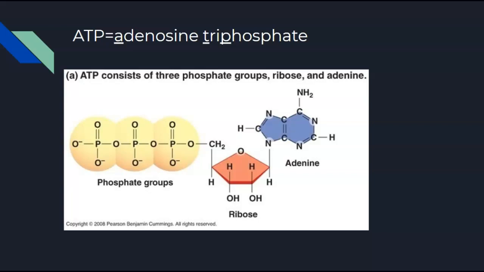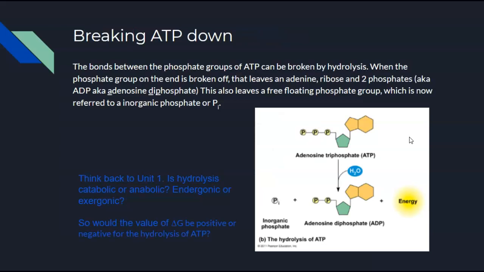Like the name might give you a hint, there are 3 phosphate groups connected to an adenine, and there's a ribose sugar in the middle. So here's the triphosphate, here's the sugar, and then here's an adenine, which is a nucleic acid, one of our nucleotides. And that's the structure of ATP.